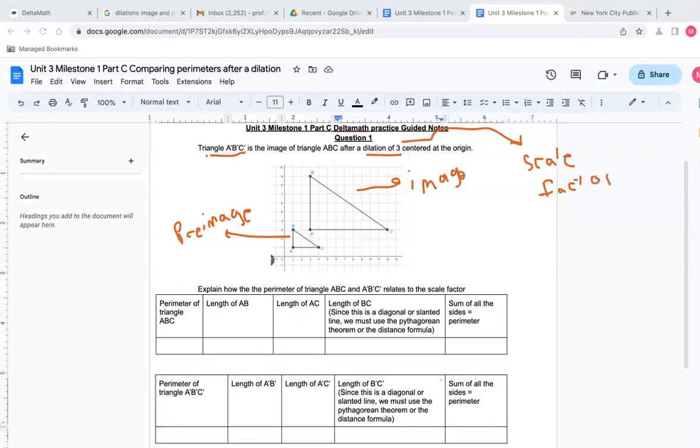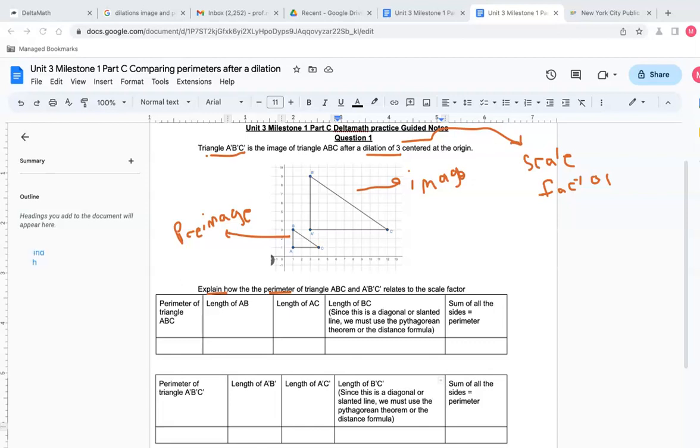And they said centered at the origin, right? So they already did the dilation. So you're not doing the dilation. You're finding, what do they ask? Explain how the perimeter of triangles A, B, C and triangle A prime, B prime, C prime relates to the scale factor, right? So you have to actually find the perimeter. So we're going to go ahead and do that in a second.